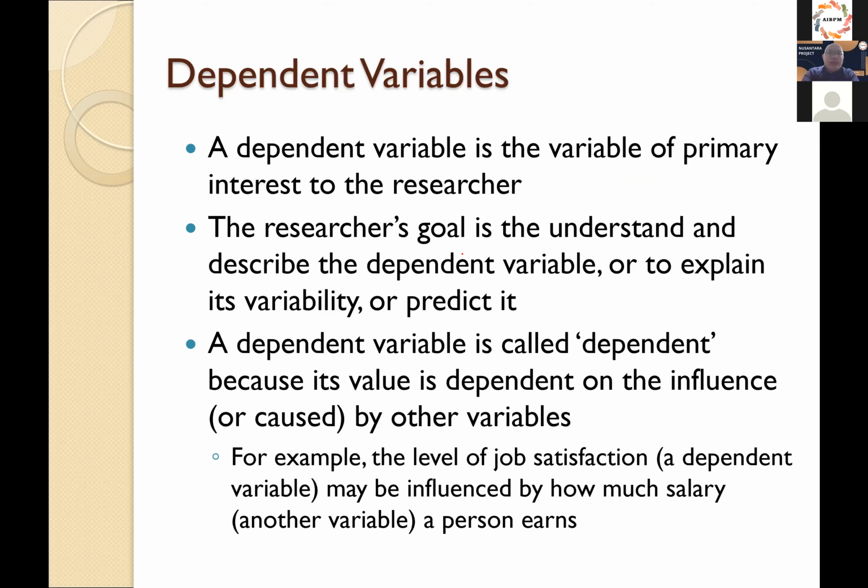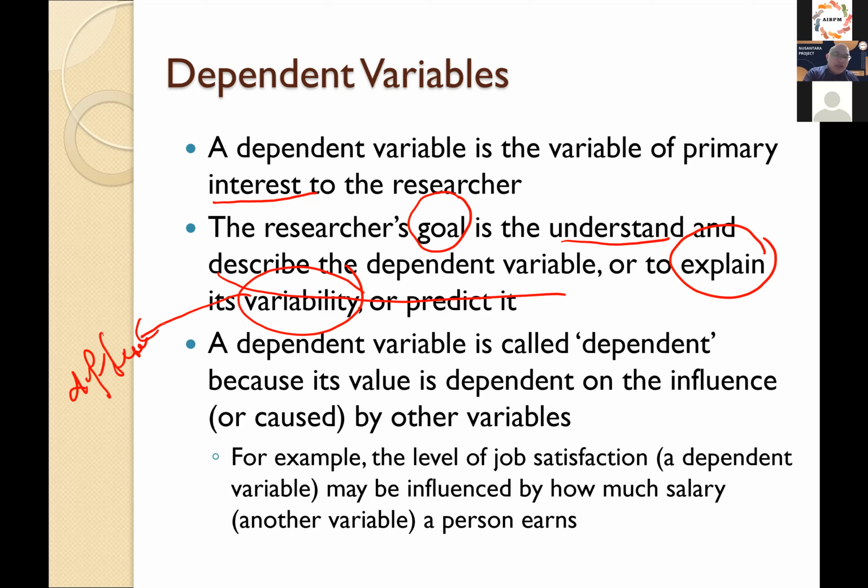So dependent variable means your primary interest. What is your main interest that you want to do? Basically, it's the problem that you focus on, what you want to solve. That is called dependent variable. Your goal as a researcher is to understand and describe your dependent variable. How do you show that you understand? You are able to explain the variability. The variability, again, what is that? It's called differences. Like just now, our focus is on job satisfaction. Why do we have different job satisfaction?